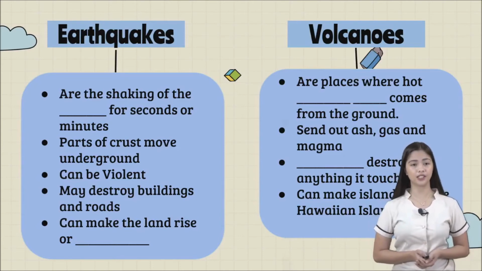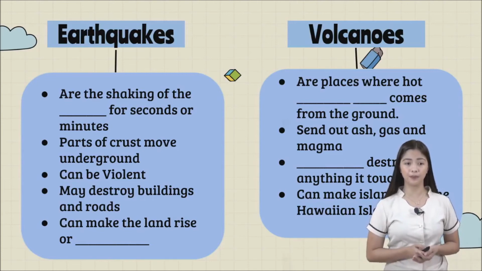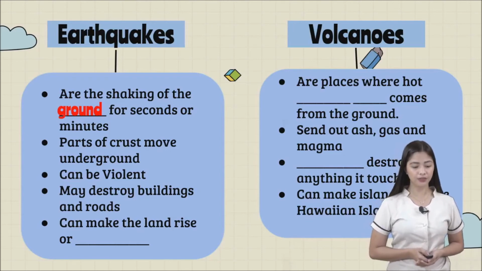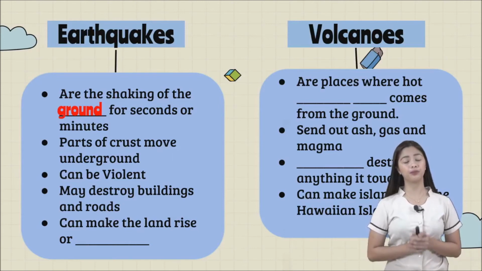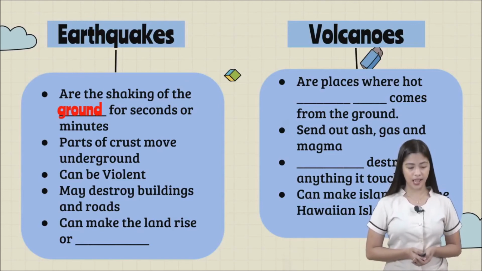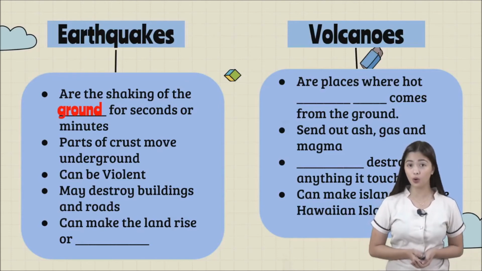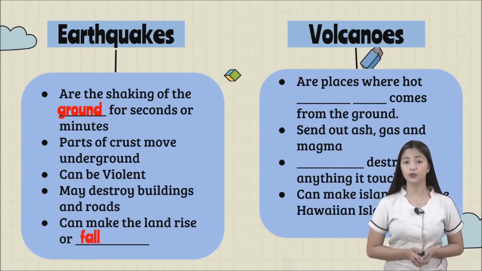So the first one, let's answer all the information about the earthquake. The shaking of the blank for seconds or minutes. So when there is an earthquake, what is shaking? Very good. The ground is shaking during the earthquake. Parts of the crust move underground. Can be violent. Very good. Earthquakes can be violent because they can break roads and destroy buildings. Next one, may destroy buildings and roads. And the last one, can make the land rise or fall, very good. Earthquakes can make the land rise or fall.